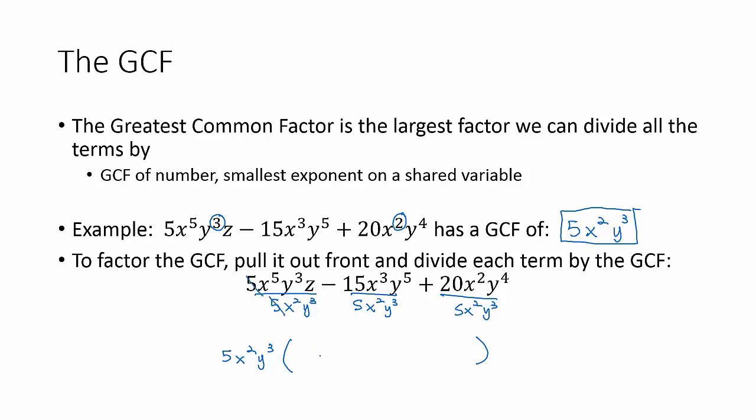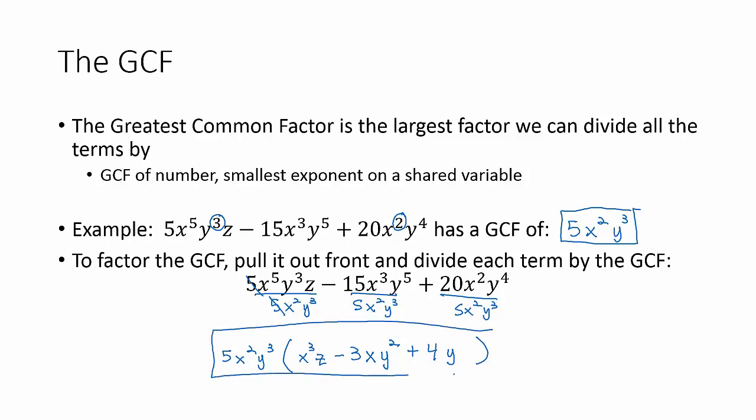On the first term, the 5's divide out. X to the 5th divided by x squared is x cubed. Y to the 3rd divided by y to the 3rd divides out completely, and we're left with a z. On the second term, negative 15 divided by 5 is negative 3. Subtracting the exponents on x, 3 minus 2 is 1. Subtracting the exponents on y, 5 minus 3 is 2. Plus 20 divided by 5 is 4. The x squareds are gone when they divide out. And y to the 4th divided by y cubed is y to the 1st.